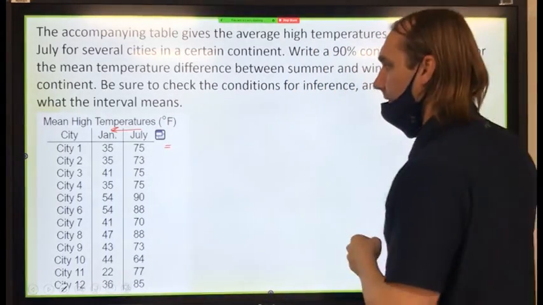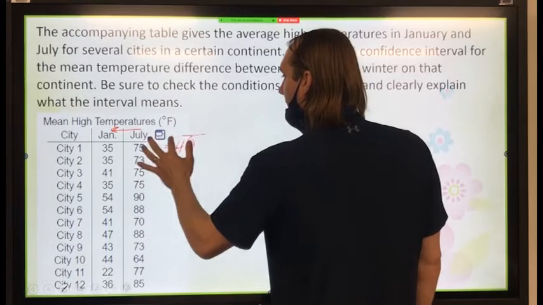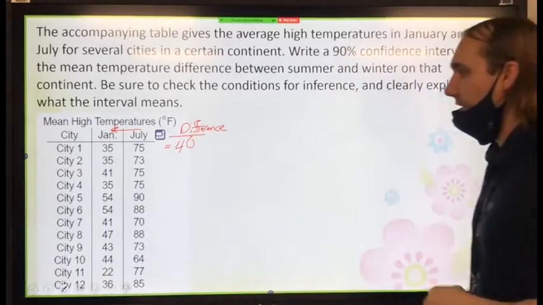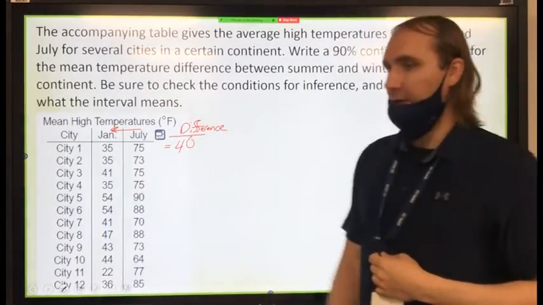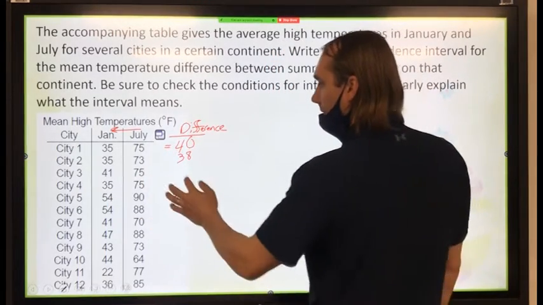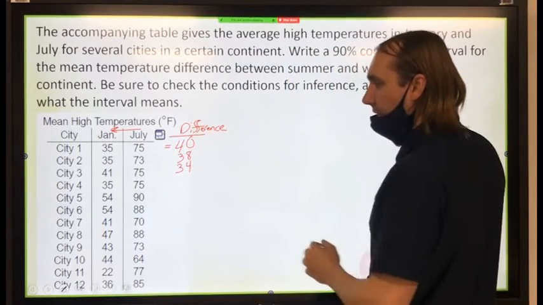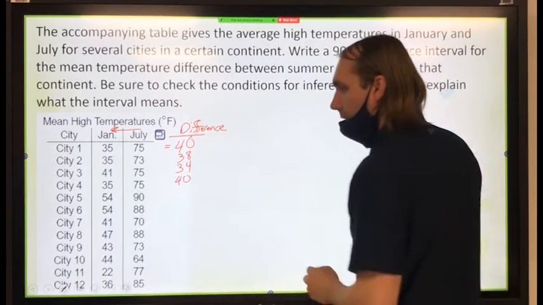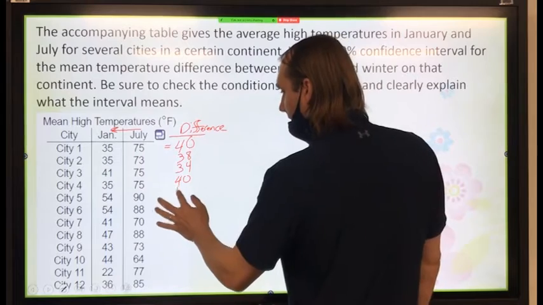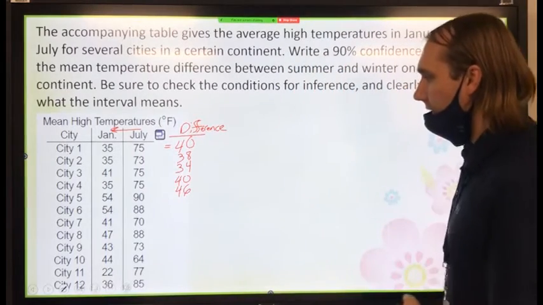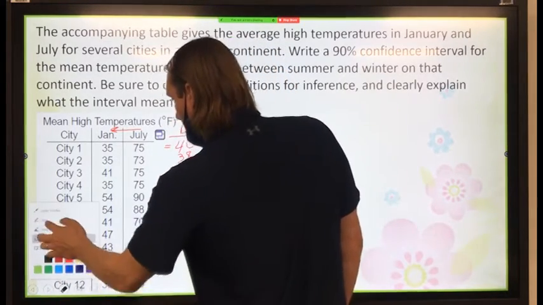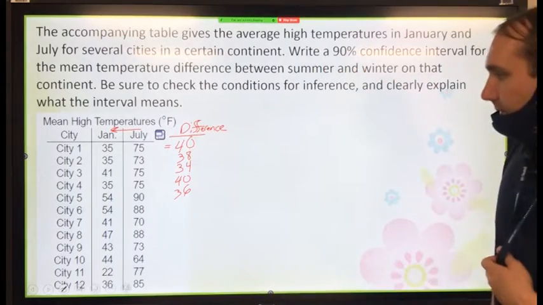May want to grab your calculator out to help us. 40. So note, I am making my difference table. Again, we got to do things from scratch sometimes. What's my difference between 73 and 35? 38. 75 and 41? 34. 75 and 35? 40. 90 and 54? 36. This is why it's always good in stats to have somebody check your work.